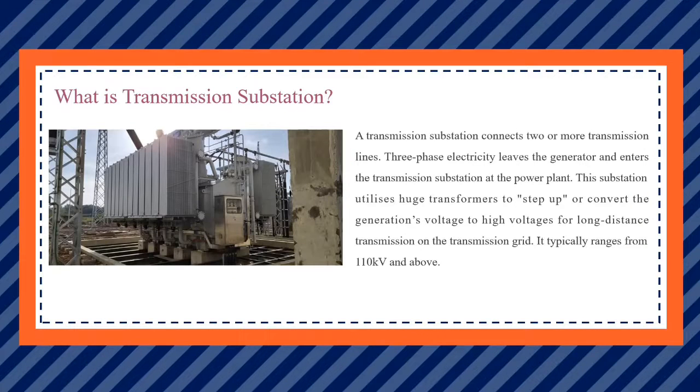So, what is transmission substation? A transmission substation connects two or more transmission lines where the three-phase electricity leaves the generator and enters the transmission substation at the power plant. This substation utilizes huge transformers to step up or convert the generation voltage to high voltages for long-distance transmission on the transmission grid. It typically ranges from 110 kV and above.